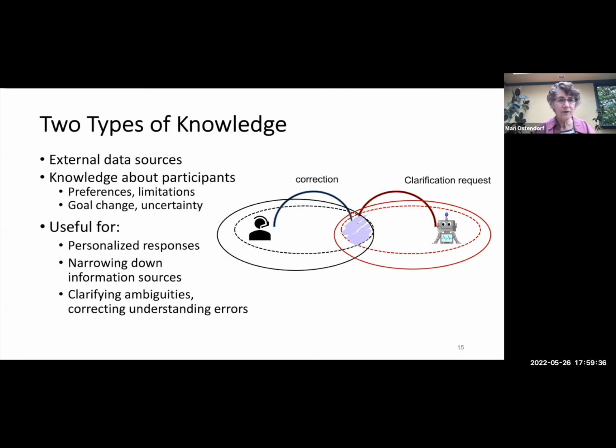Okay, now just to sort of wrap up my last bit, there's really two types of knowledge. We've got the knowledge that's our external data sources, documents, databases, what the user knows about their knowledge sources, what they have access to. But we also have this idea of knowledge about the participants. And that could be user preferences, user limitations.